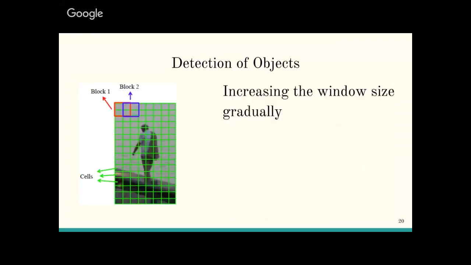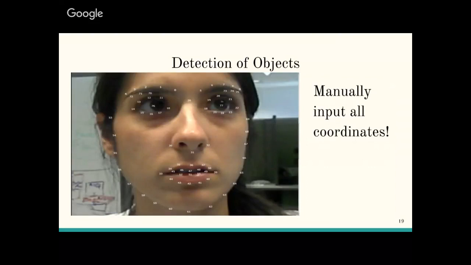And this. Can you go back to that? Yeah, the last one. What do you mean by manually input all the coordinates? You mean somebody has to label all the individual points here? As the training set, yeah.